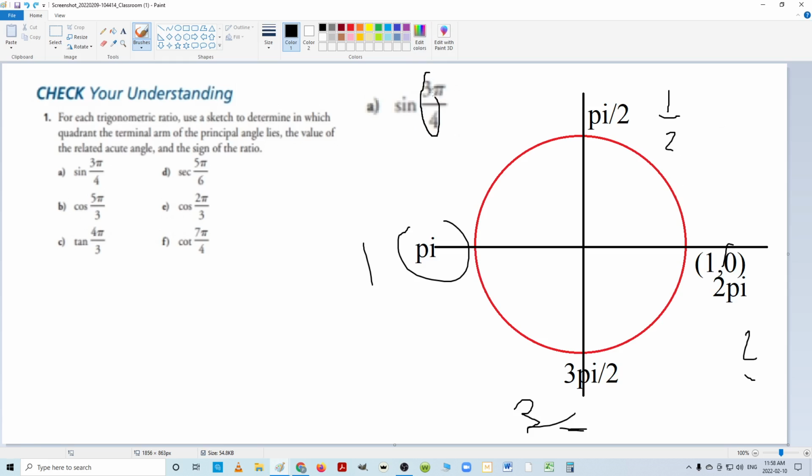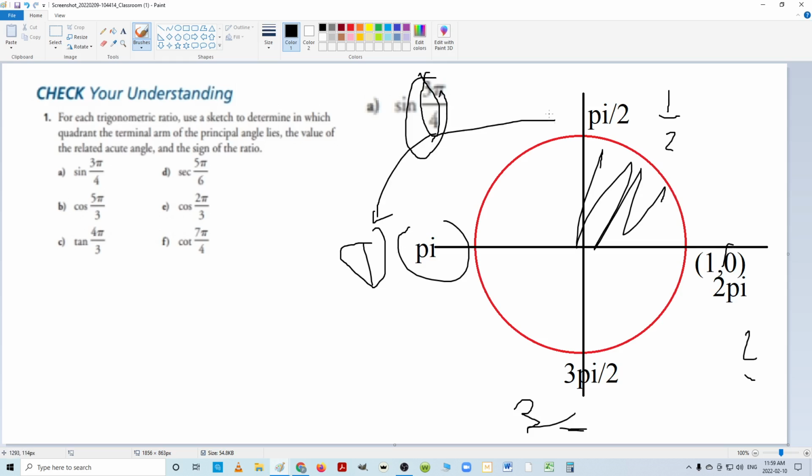So we ask ourselves, is 3/4 more than a half or less than a half? If it was less than a half, it would fall in quadrant 1, and this goes from 0 to a half. 3/4 is clearly more than a half. So then we have to ask, is it more than 1 or less than 1? 3/4 is clearly less than 1, but more than a half, which means it falls in this quadrant.